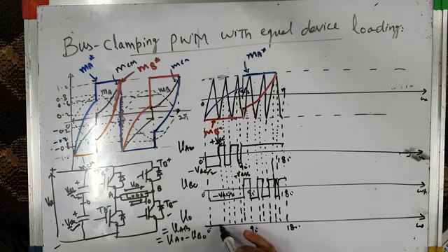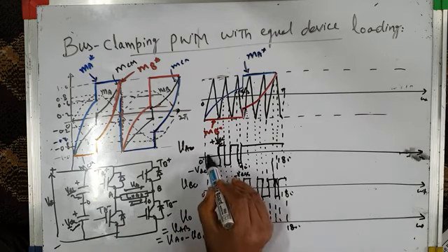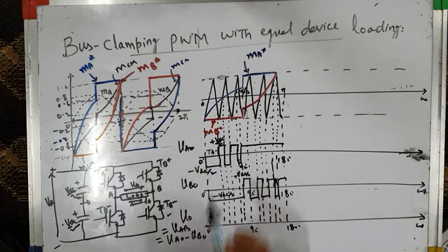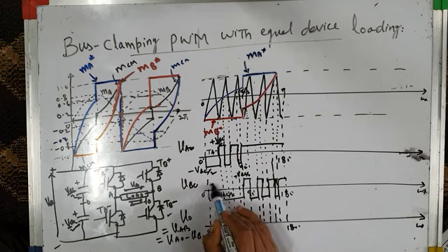It is 0. And what is the pair of switches which is conducting? By the way, when VAO is minus VDC by 2, the bottom switch TA minus is on during this period. And when VBO is also minus VDC by 2, the bottom switch TB minus is on.